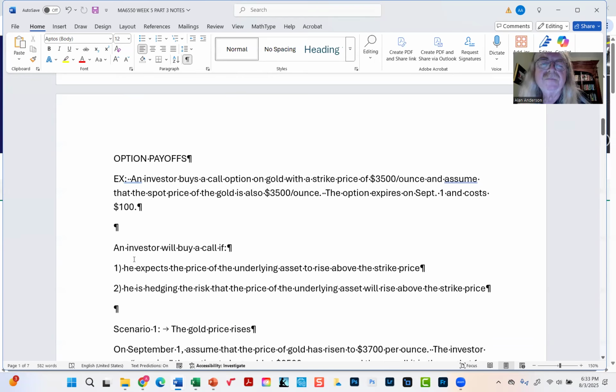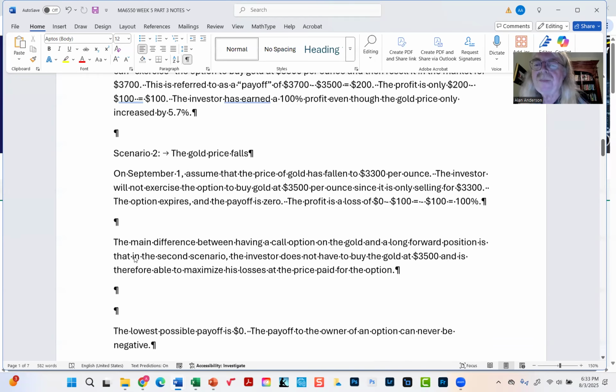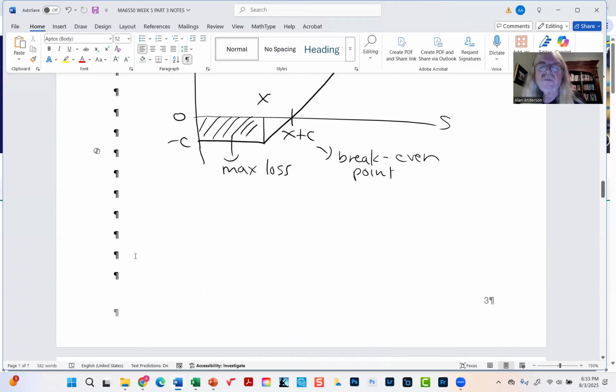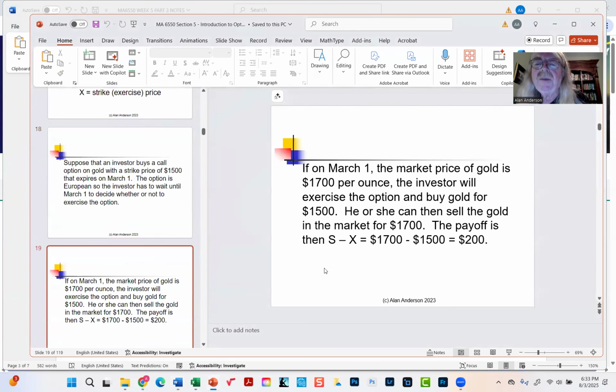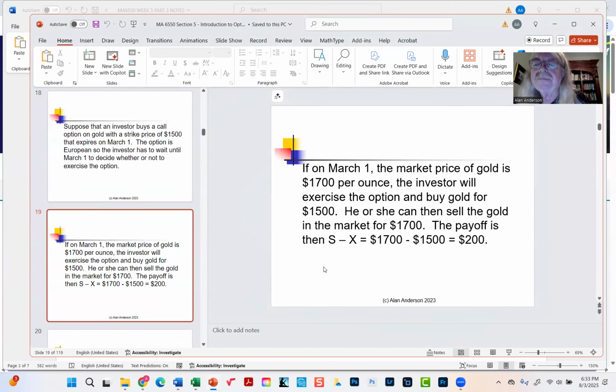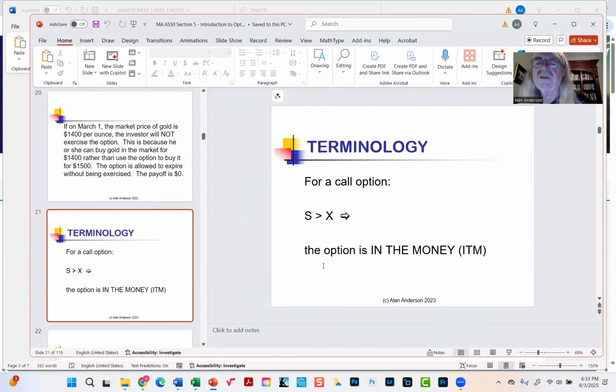What about the put? Now, the put is the one that lets us sell, which implies that everything must be working in reverse. By the way, the examples, so this is the same. Oh, here's some terminology you need to be comfortable with. It's not such a big deal, but if the spot price exceeds the strike, which means we would exercise the option, we say the option is in the money.